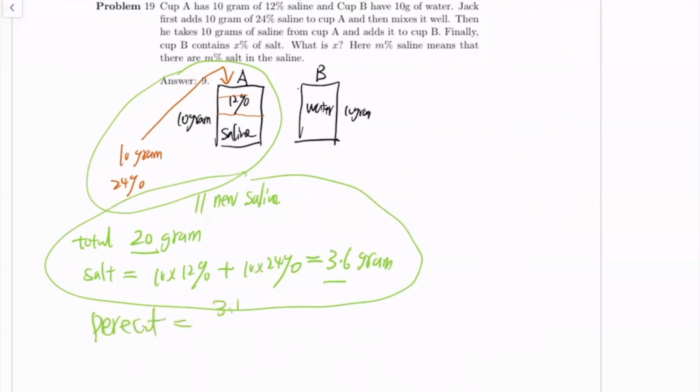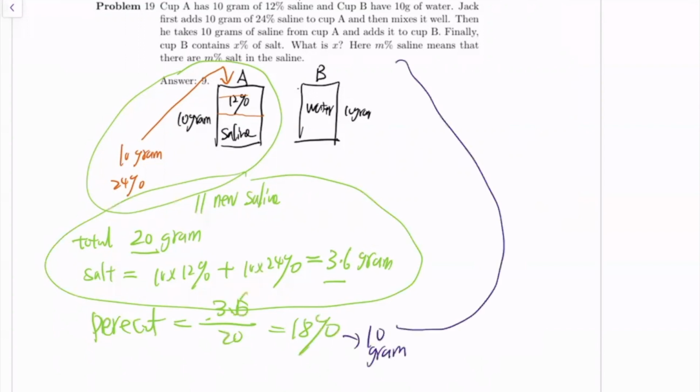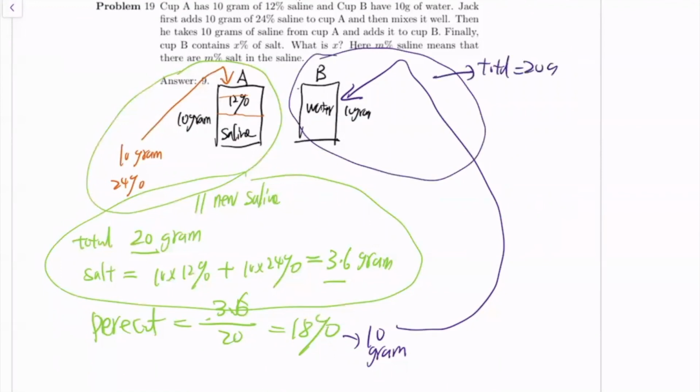It will be 3.6 over 20, which is 18%. Now from this 18%, you move out 10 grams and add it to here. So you get the new solution here, a total of 20 grams.